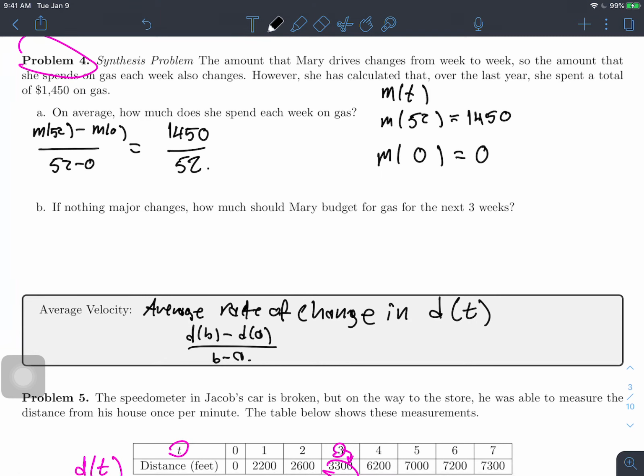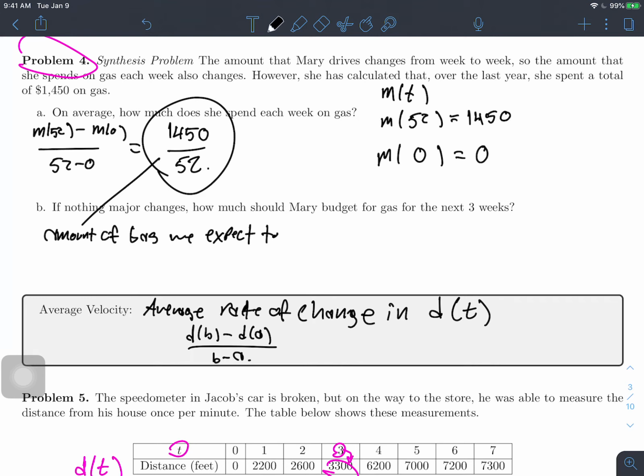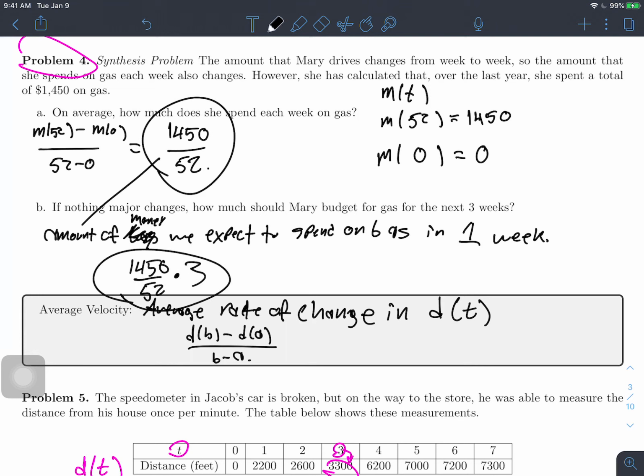Okay, so this is our average rate of change, which is the average amount of money that we spend each week on gas. Okay, if nothing major changes, how much should Mary budget for gas for the next 3 weeks? Well, this is the amount of money we expect to spend on gas in 1 week. So if I want to find out the amount of money that I think I'm going to spend on gas for the next 3 weeks, I should take this number and do what? Multiply by 3. That's going to be our answer.